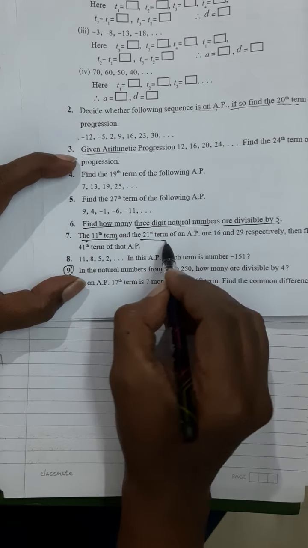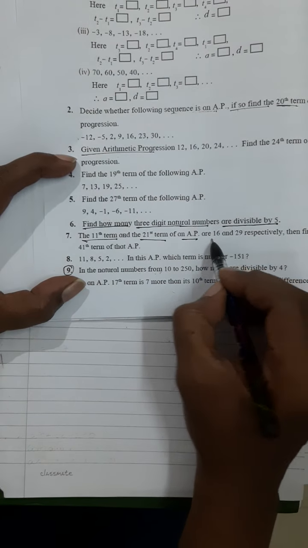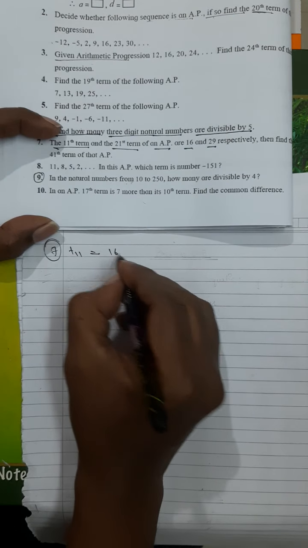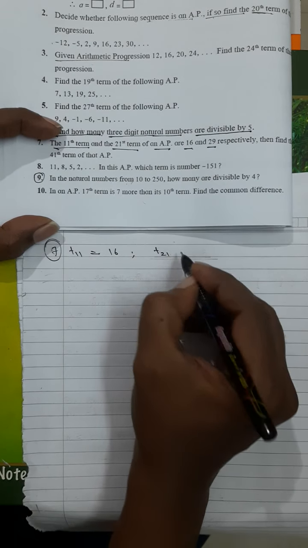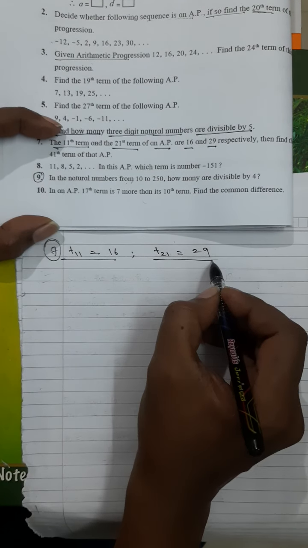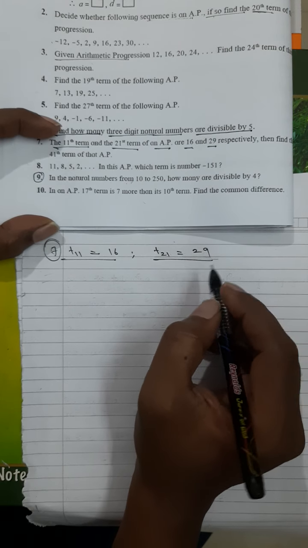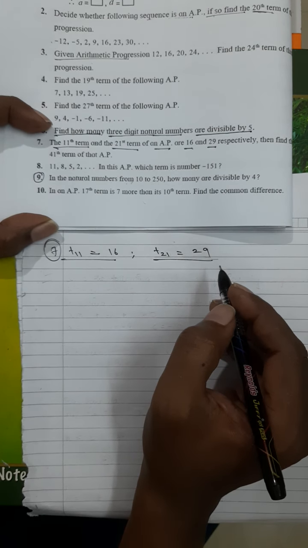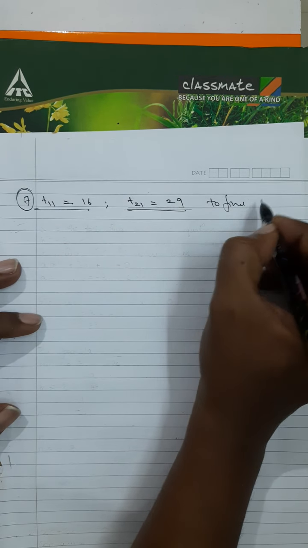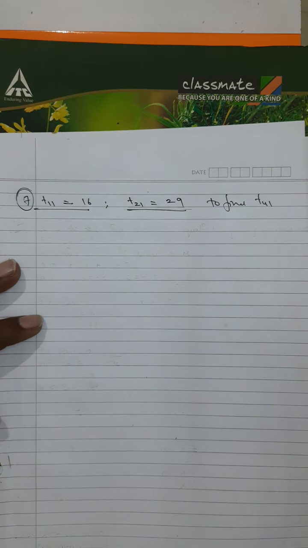In the 7th question, what they have told is that the 11th term and 21st term of an arithmetic progression are 16 and 29. Means T11 is equal to 16 and T21 is equal to 29. This is given. Then find the 41st term. To find T41, this is what they have asked.